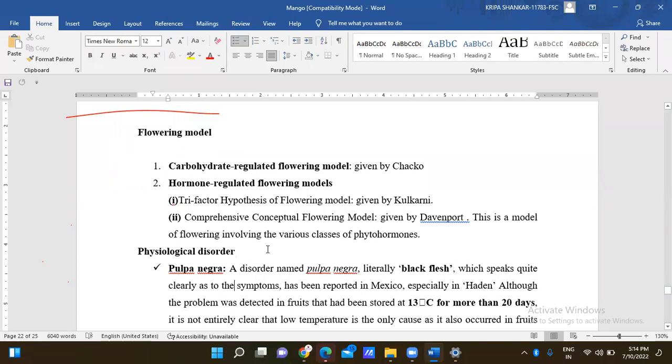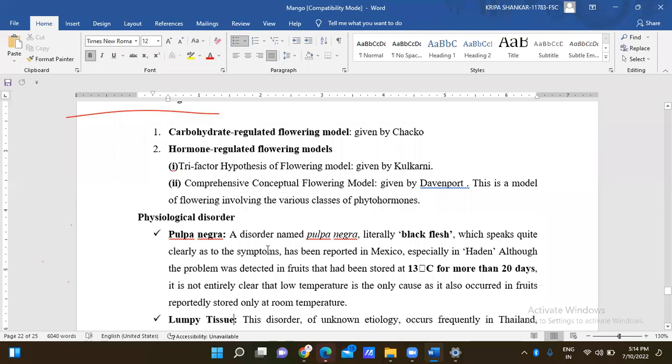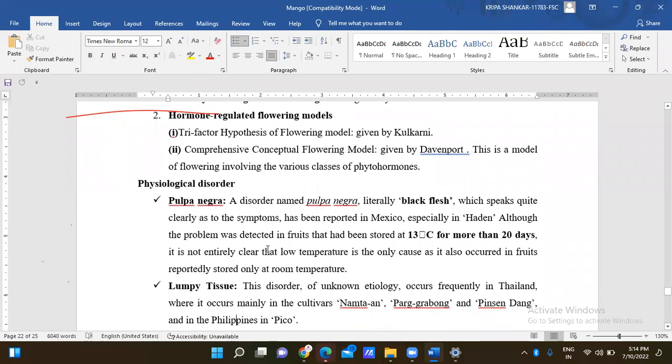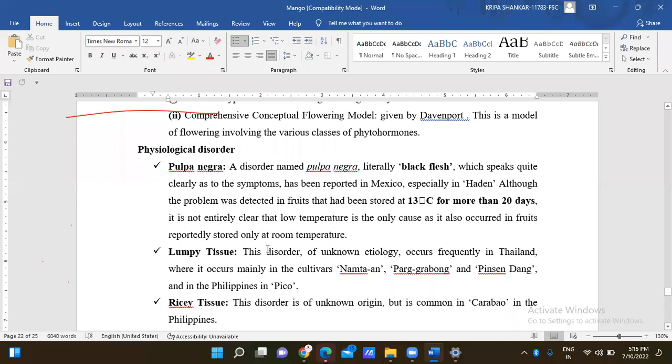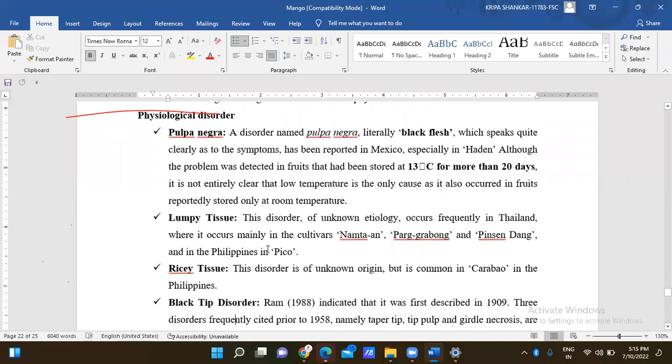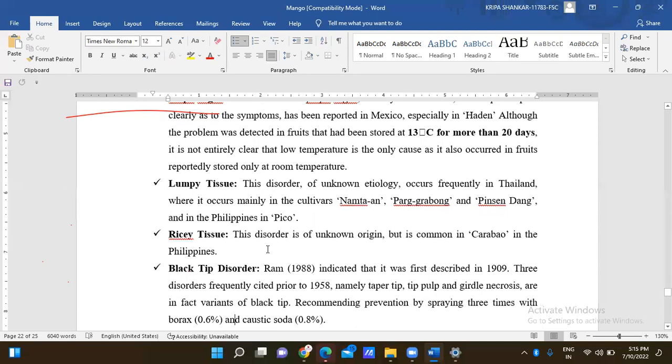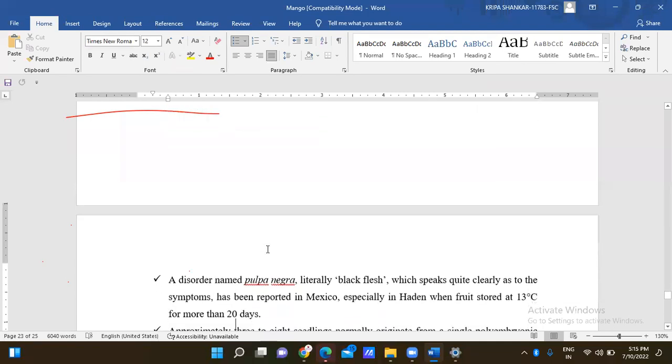Some other physiological disorders are mentioned in Lillard's book, that you should remember. Pulpa nigra, literally called black flesh, is mostly because of storage, when we store our fruit at 13 degrees Celsius for more than 20 days. You should read the symptoms and the major cause. Then lumpy tissue, mostly in Thailand, then reshy tissues, black tip disorder, those things.